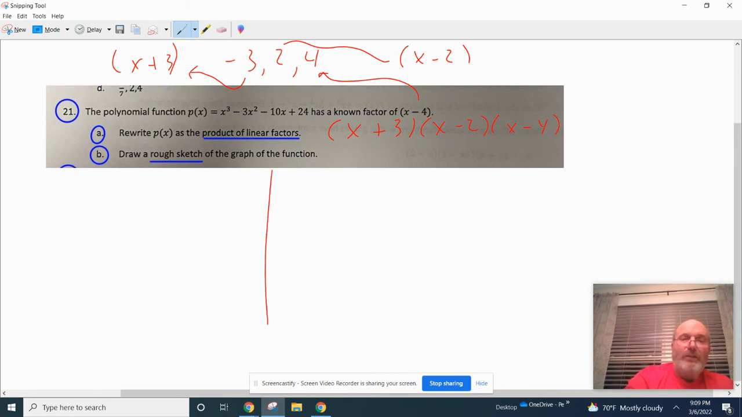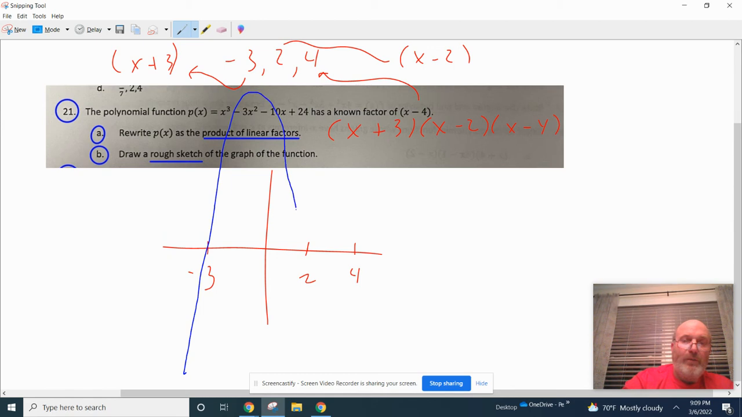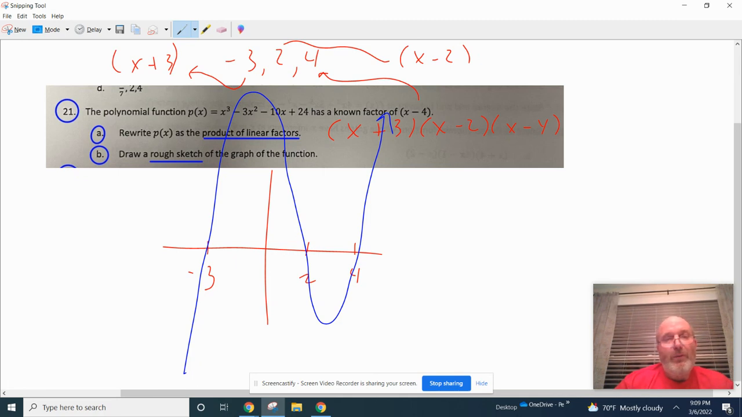So let's draw a rough sketch of the graph of the function. We know it intersects at -3. We know it intersects at 2. We know it intersects at 4. We saw the sketch of the graph a few minutes ago on the calculator. And so we know it's going to come way up here, go down through 2, come down, and go back up through 4. That's a rough sketch. That's how we do 21.